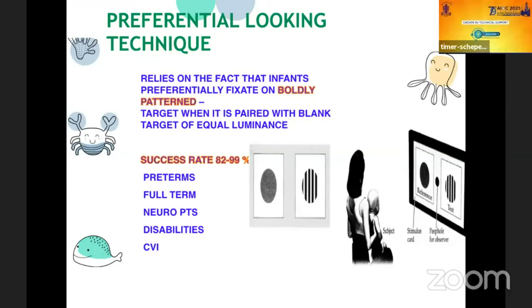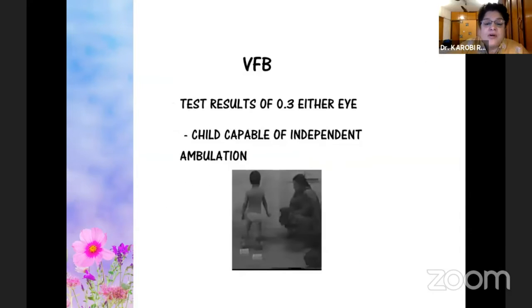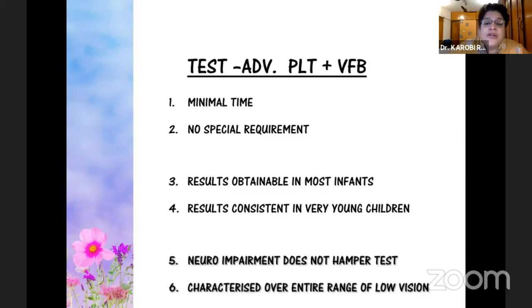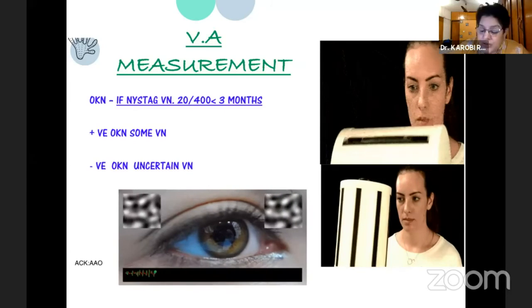You can do this test by a combination of PLT and fixation, that is the preferential looking technique, and the visual function battery, which comprises PL with orientation, following a Maddox rod, OKN, grabbing toys and objects, grabbing red objects, and an obstacle course. And a score of 3 in these will show you a child who is capable of independent ambulation. Since I'm out of town, I'm just going to run through the next slides. Nystagmus and OKN also give you a measure.